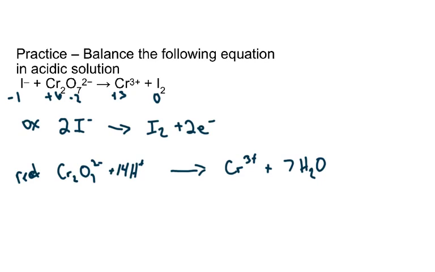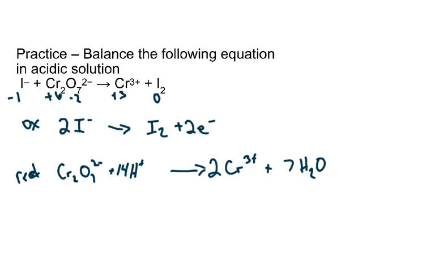For my reduction reaction, my chromium is at a +6 and it goes to a +3. Oh, I didn't finish balancing this. Hang on. I didn't balance for my chromium. I need a 2 there because I have 2 chromiums here in my complex. Then I need to figure out how many electrons I need to add.